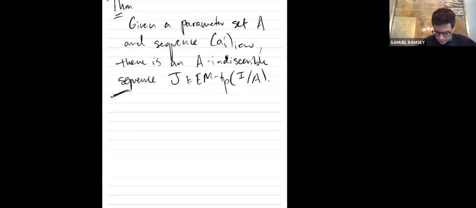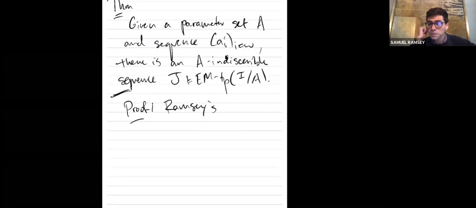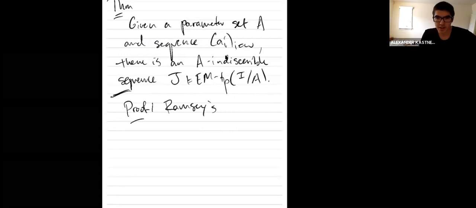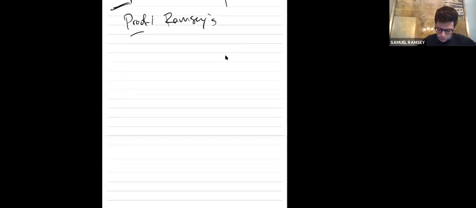And this is what we did last time, and the proof last time was by Ramsey's theorem. So Nick, I have a question about the statement of the theorem. Yes. I didn't think of it last time, but when we say that there exists an A-indiscernible sequence J, are we assuming that it lives in some elementary extension of the model we're working on, or that the model is sufficiently saturated? Yeah, okay, so maybe it's worth actually saying this explicitly.